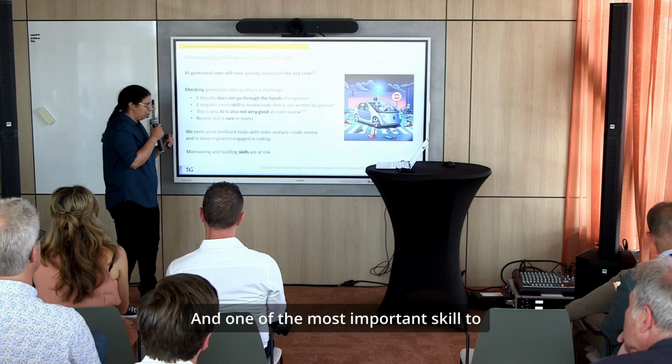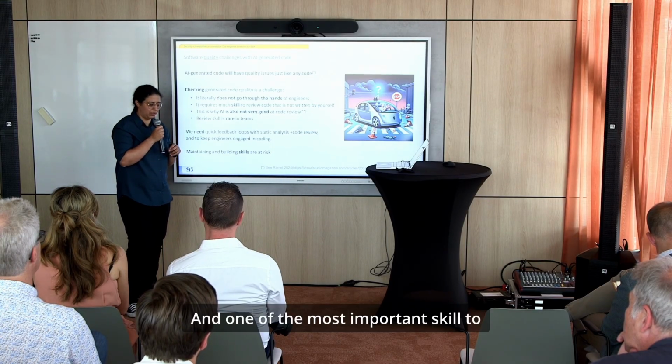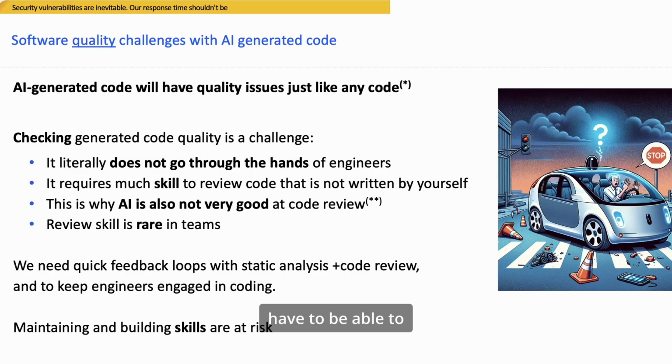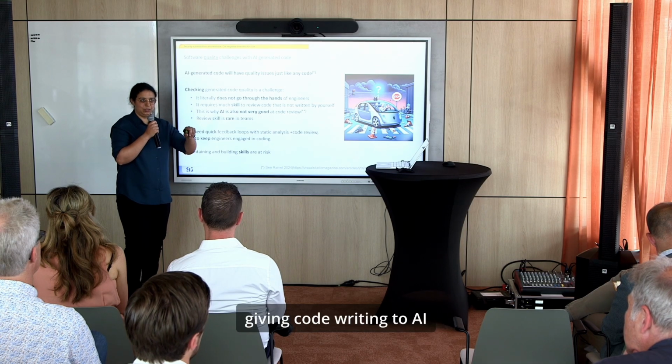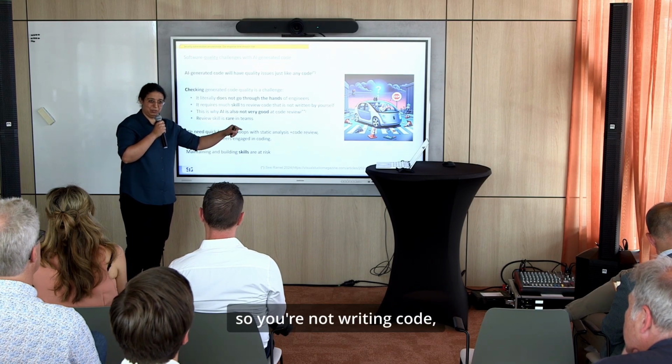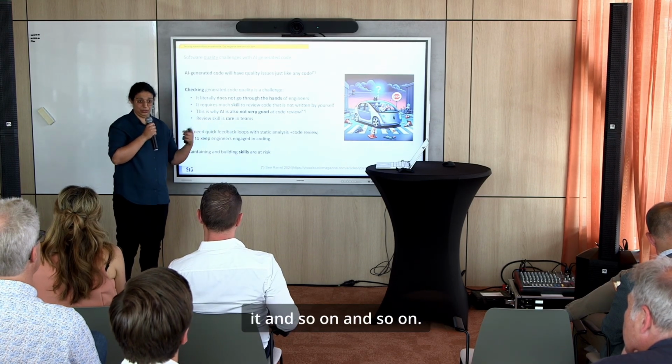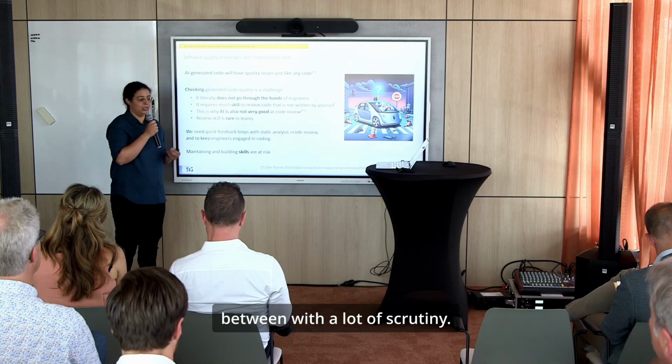And one of the most important skills to be able to interpret and read code is actually writing code. But you have the vicious cycle of giving code writing to AI, so you're not writing code, but you have to review it, and so on and so on. So you need to have a good balance in between with a lot of scrutiny.